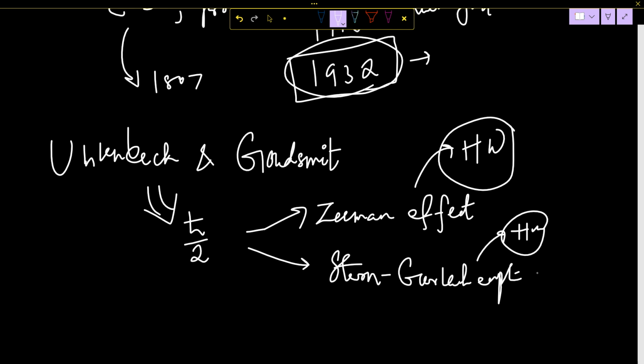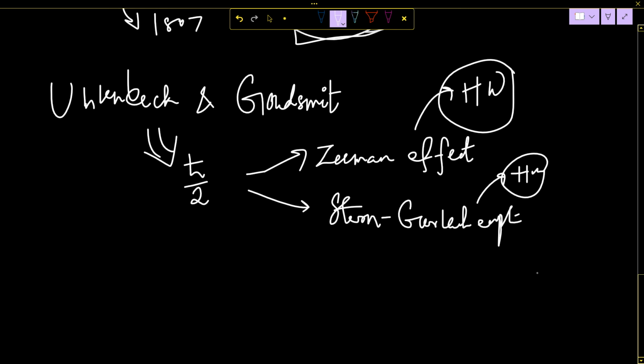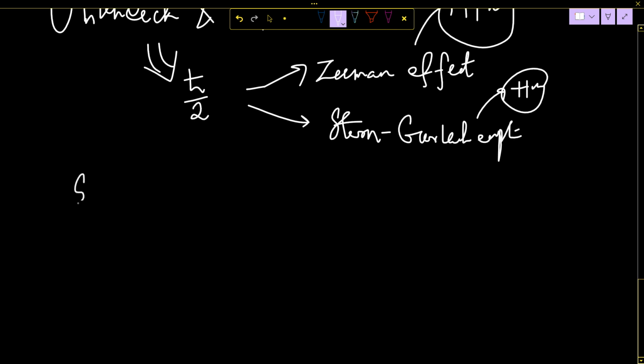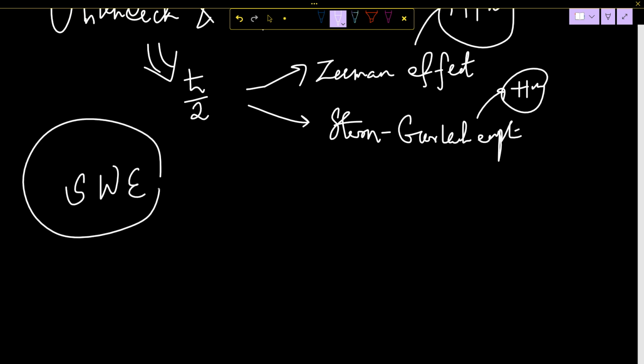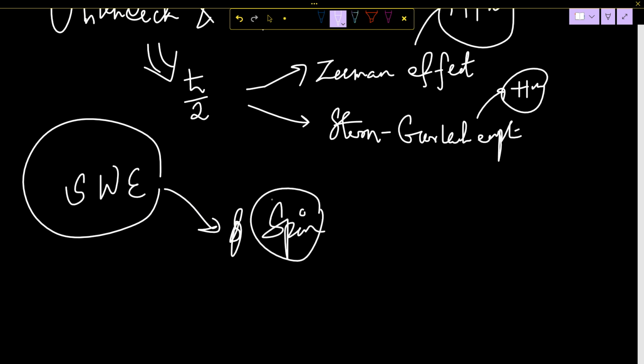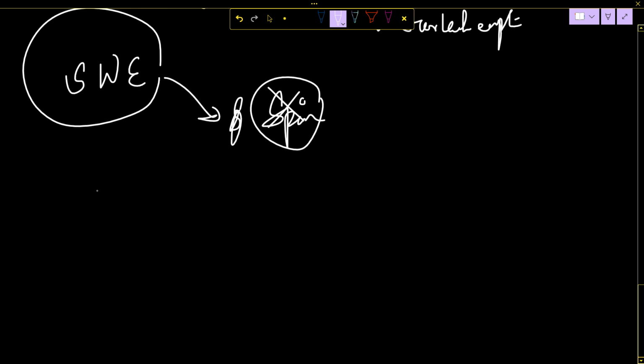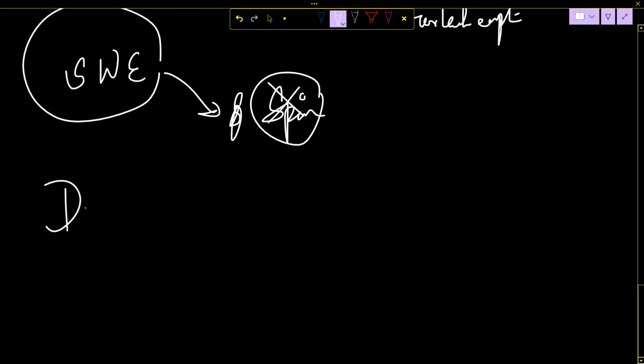So this meant that Schrodinger's wave equation could not be used to describe the behavior of electrons. Why? Because the Schrodinger wave equation did not take the spin factor into account. But the Zeeman effect and the Stern-Gerlach experiment did take the spin into account.